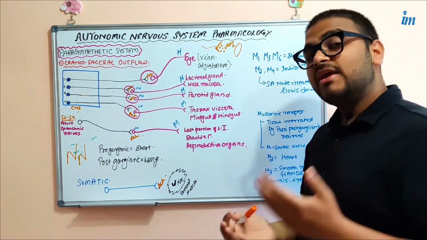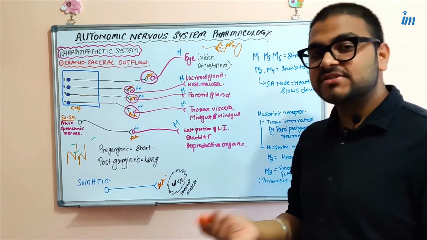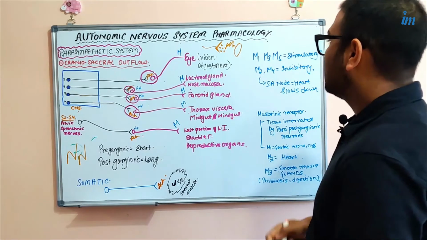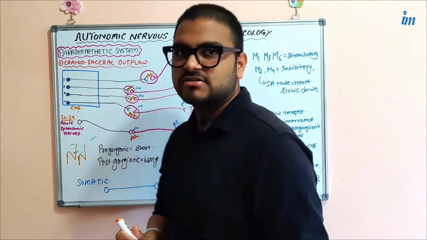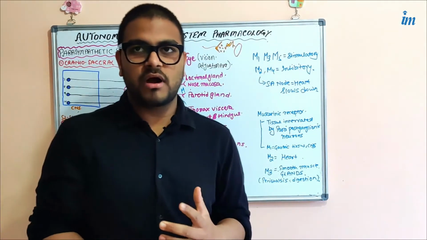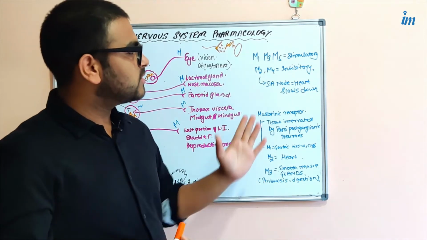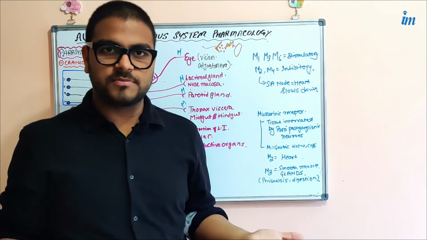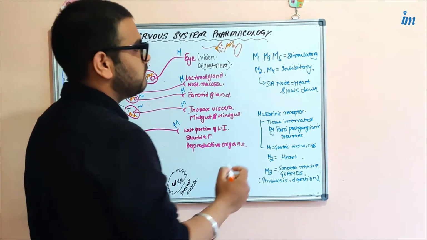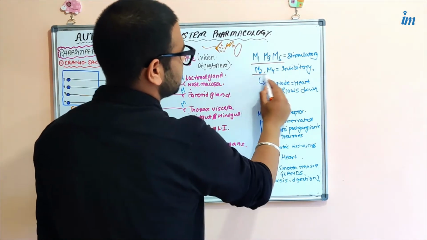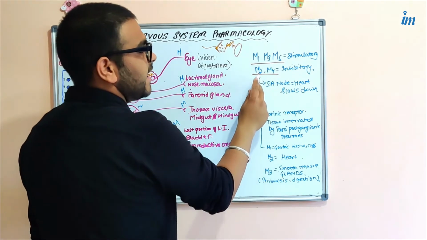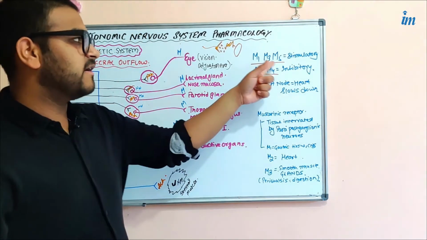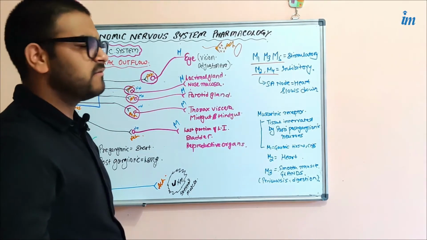Okay, then we have different types of muscarinic receptors. You should remember the types of muscarinic receptor, and if you are capable enough, you should know which muscarinic receptor is present on which organ especially. We have five types of muscarinic receptor: M1, M2, M3, M4, M5, from 1 to 5.